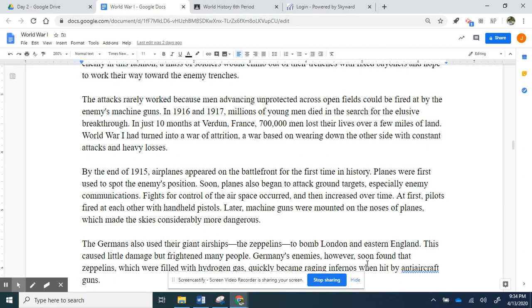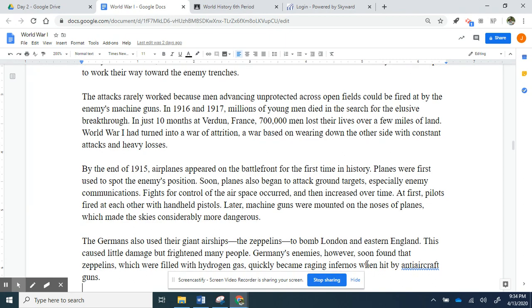By the end of 1915, airplanes appeared on the battlefront for the first time in history. Planes were first used to spot the enemy's position. Soon planes also began to attack ground targets, especially enemy communications. Fights for control of the airspace occurred and then increased over time. At first, pilots fired at each other with handheld pistols. Later, machine guns were mounted on the noses of planes, which made the skies considerably more dangerous.